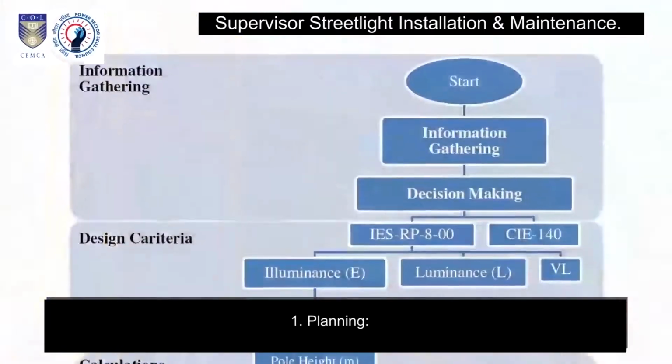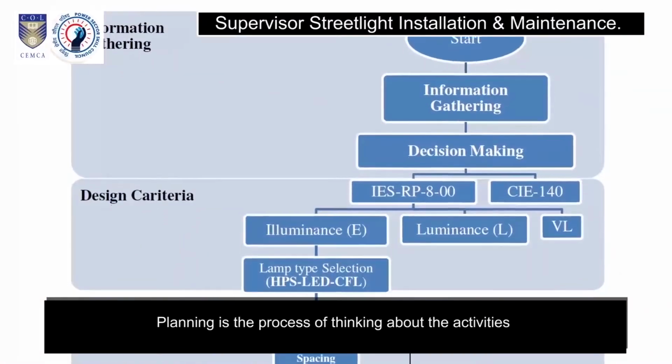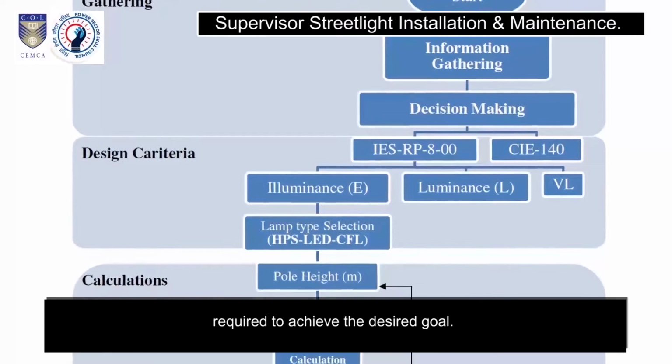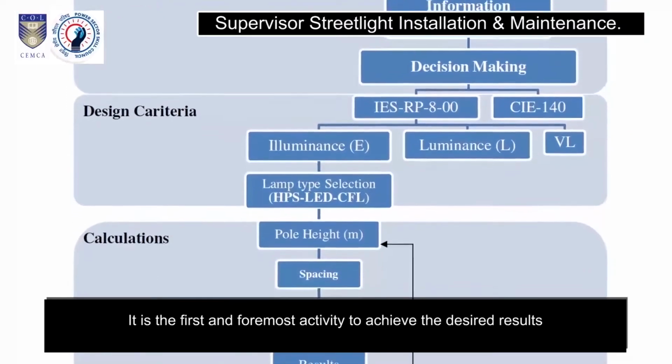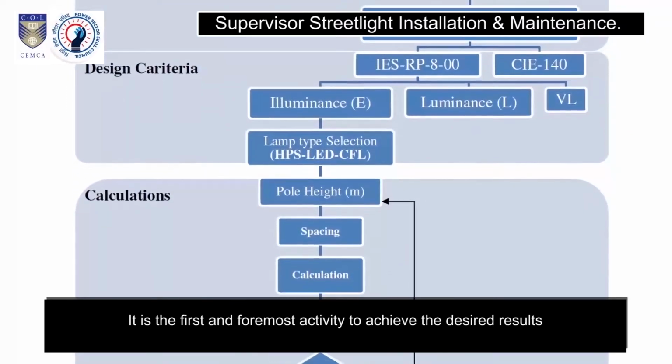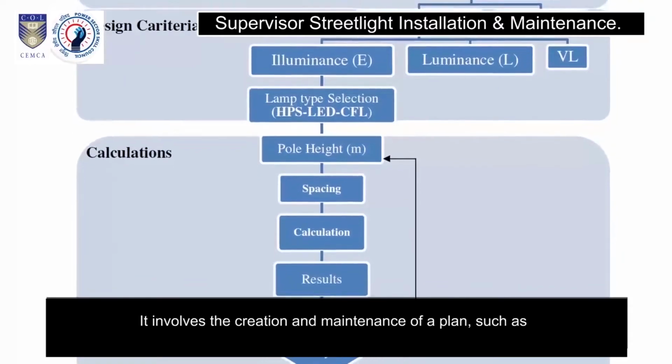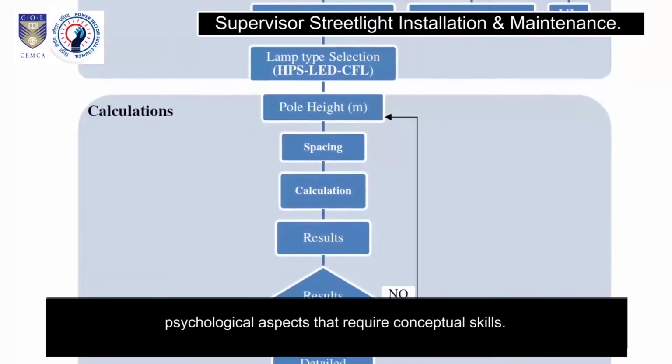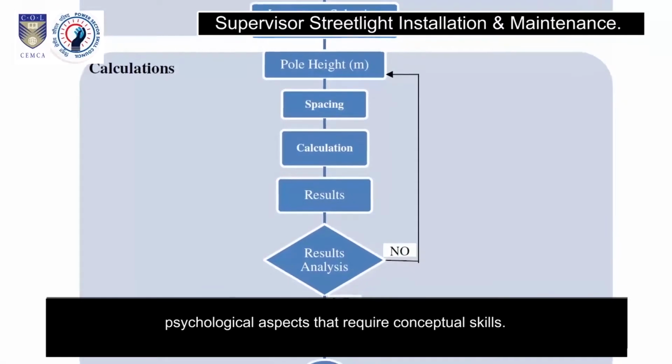1. Planning. Planning is a process of thinking about the activities required to achieve the desired goal. It is the first and foremost activity to achieve the desired results. It involves the creation and maintenance of a plan, such as psychological aspects that require conceptual skills.